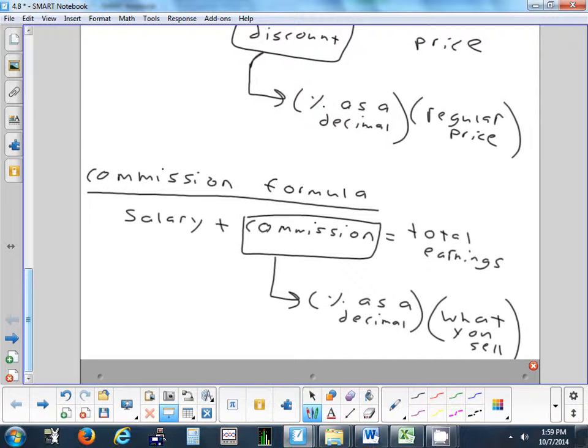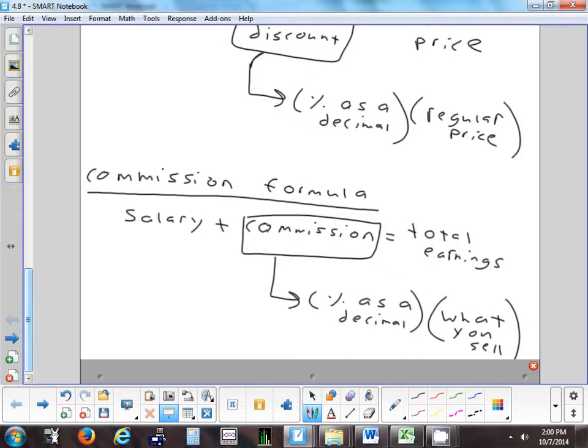And this is your formula for finding commission. Again, it's a percent as a decimal, times what you sell. Okay? That's what you make commission on.